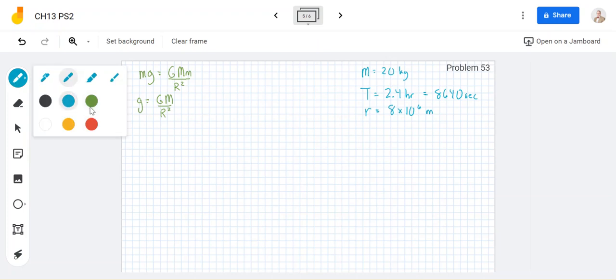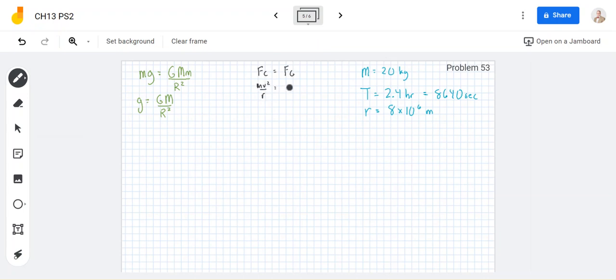Let's go back and think about our general principles for orbit. I know for an object in orbit, the centripetal force is the gravitational force. Therefore, mv squared over r is equal to G, big M, little m, all over r squared. I can see that the mass of the satellite disappears and one of these radii disappears. So I end up with v squared is equal to GM all over r. Now, because it's going in a circle, I know the speed can be calculated using 2 pi r over T, where that's distance over time.